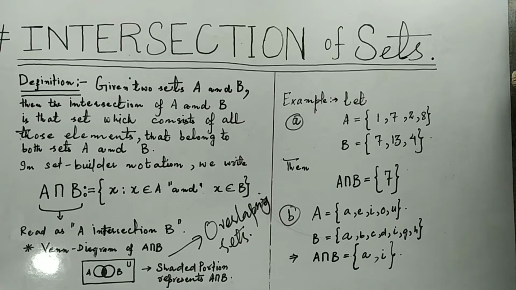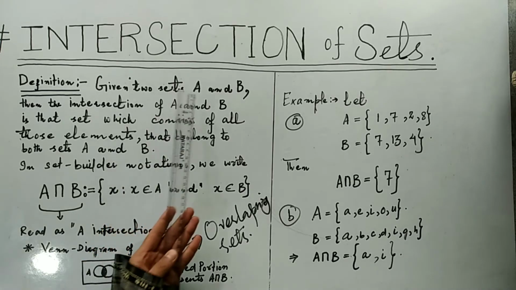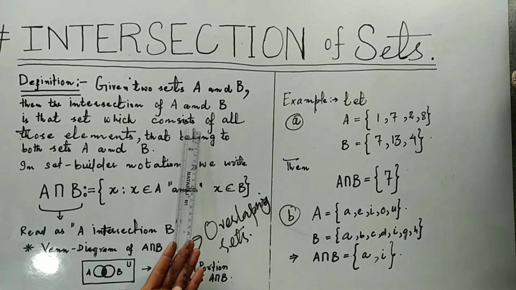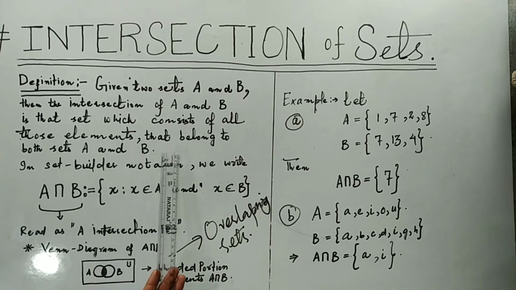So what is the definition of intersection of sets? Here it is. Given two sets A and B, the intersection of A and B is that set which consists of all those elements that belong to both sets A and B.